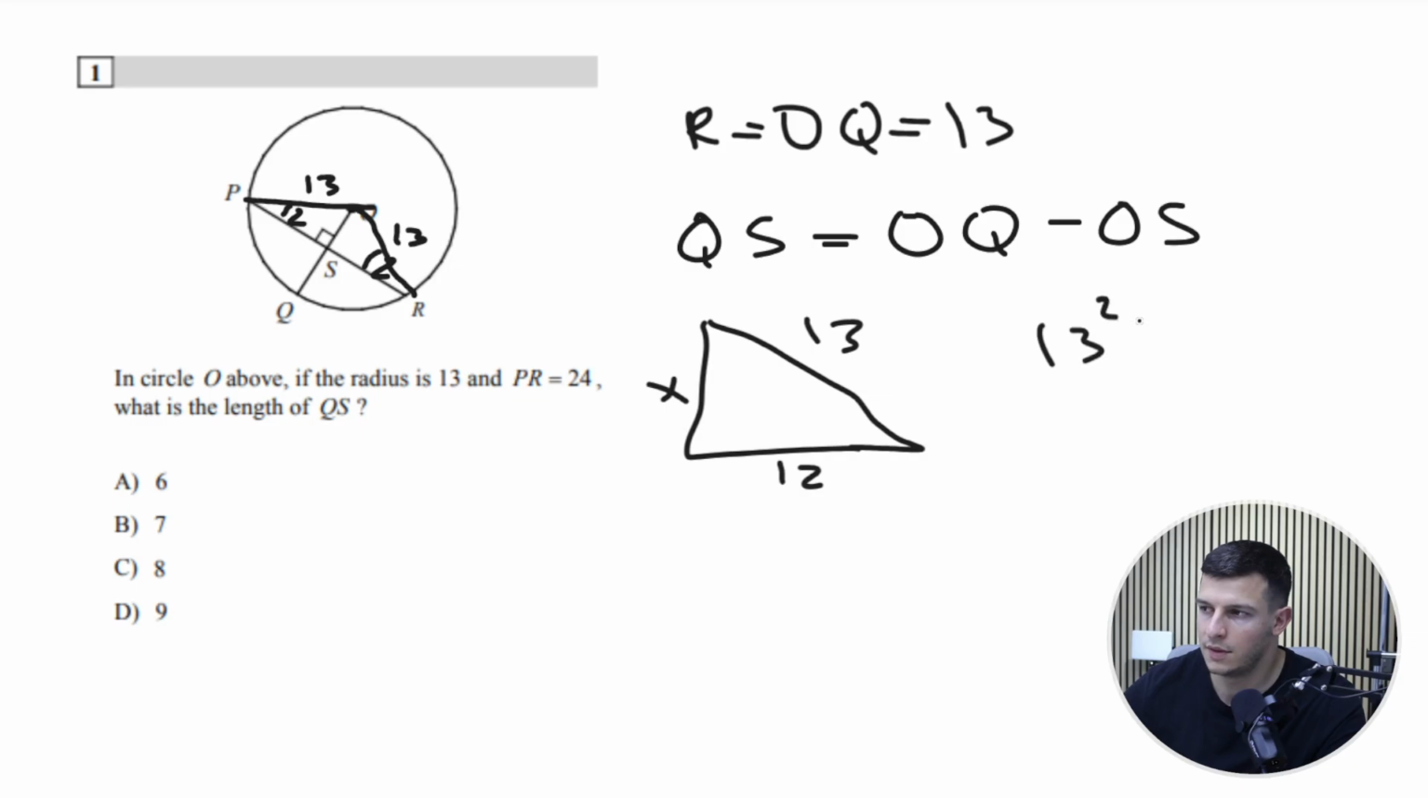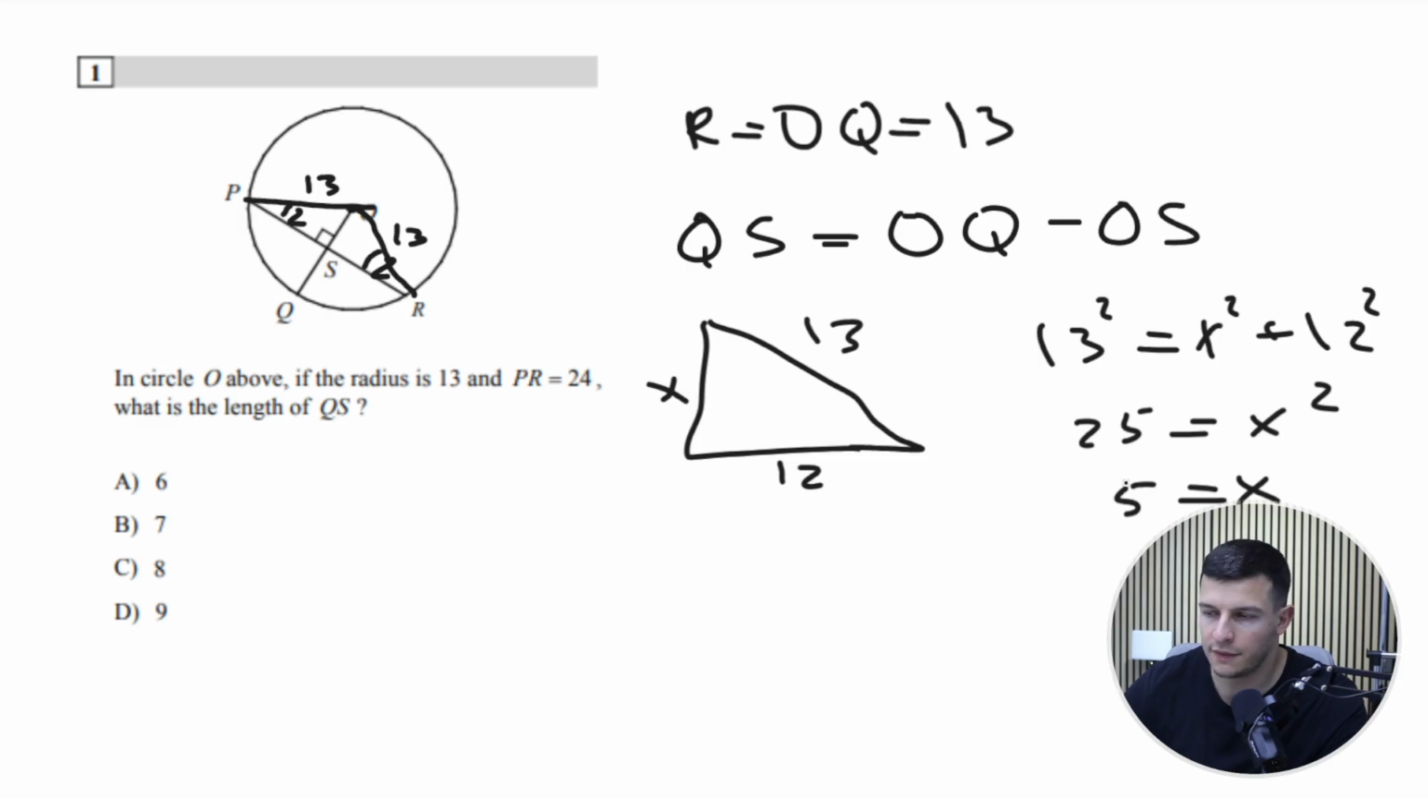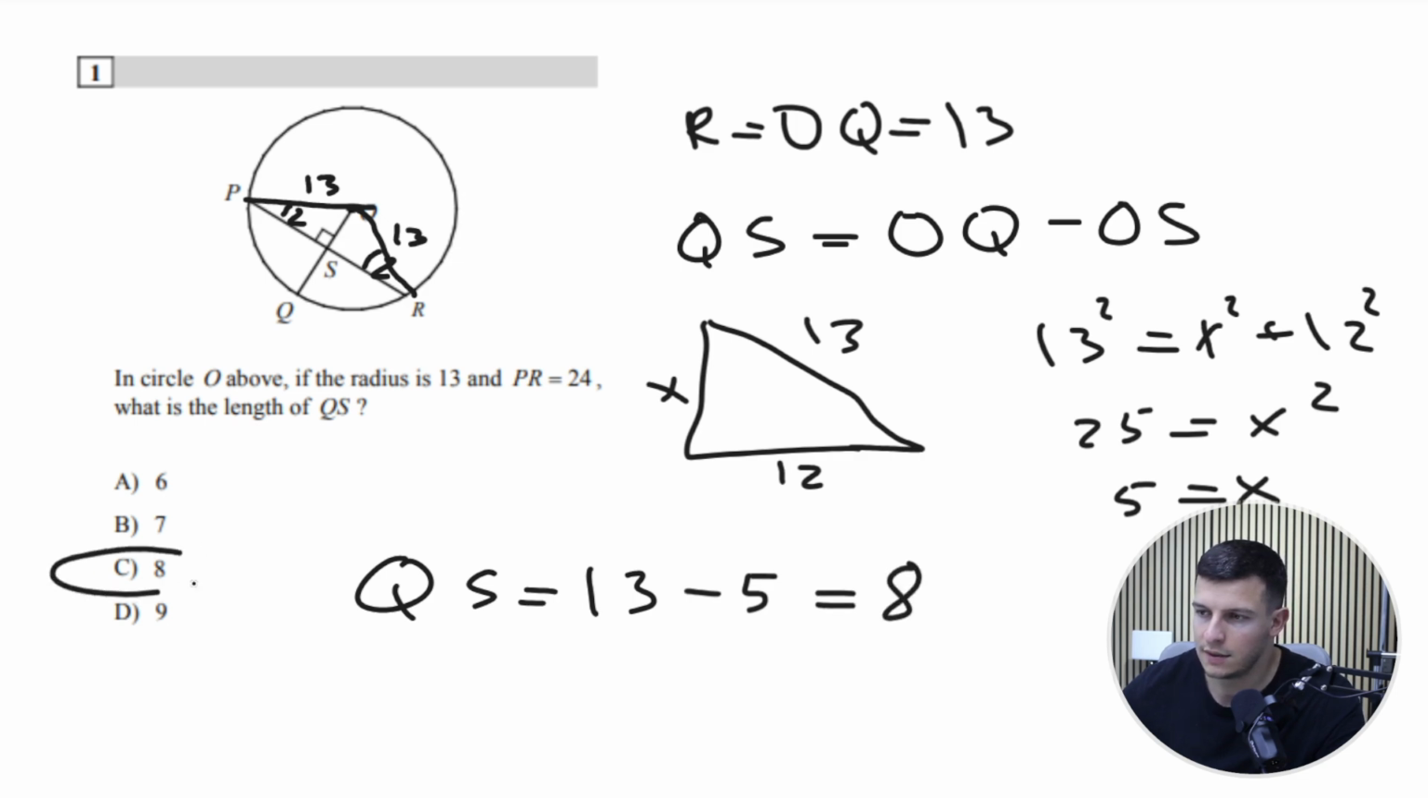Pythagorean theorem: 13 squared is equal to x squared plus 12 squared. And this is going to be 25 equal to x squared, and x is going to be equal to 5. So this part is 5. Now what is 5? OS is 5. So QS is going to be OQ, which is the radius, minus 5, and that's going to be 8.